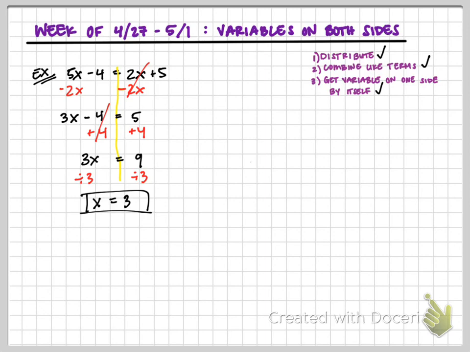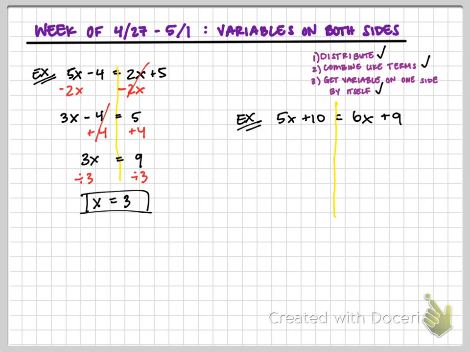Let's try another one. Okay, so for the next one, I have 5x plus 10 equals 6x plus 9. Let's follow the steps above. Do I have anything to distribute? No, I don't see anything, not yet. Second step, is there anything for me to combine on either side of the equation? Nope. Okay, so let's just get straight to getting the variable on one side by itself.